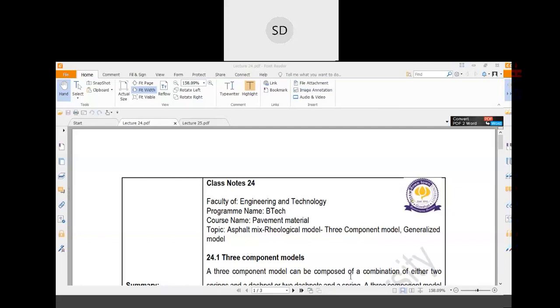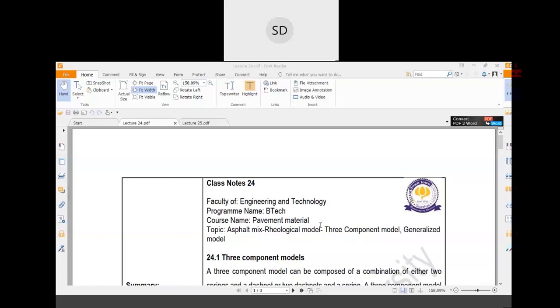So in our previous class, we have already discussed the Maxwell model and Kelvin-Voigt model. Basically in those models, you are using a dashpot and a spring in a series connection or in a parallel connection. And based on this, stress and strains should be calculated. So those two models are the Maxwell model and the Kelvin model.